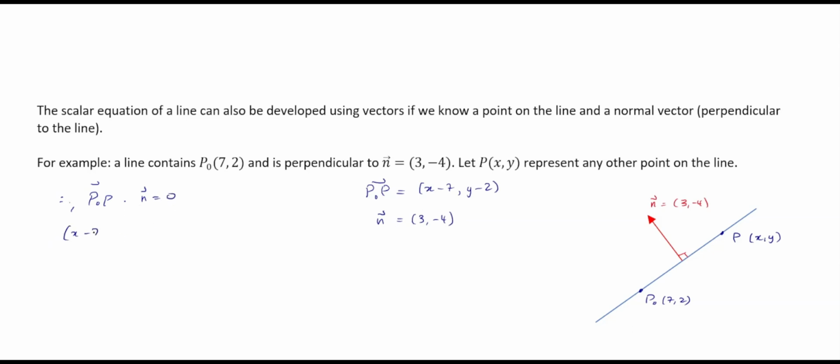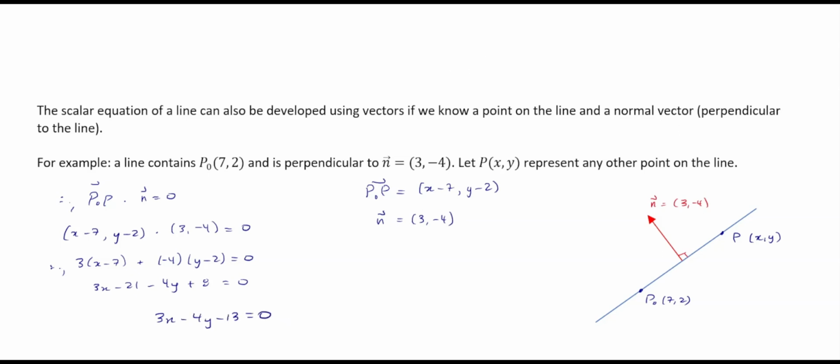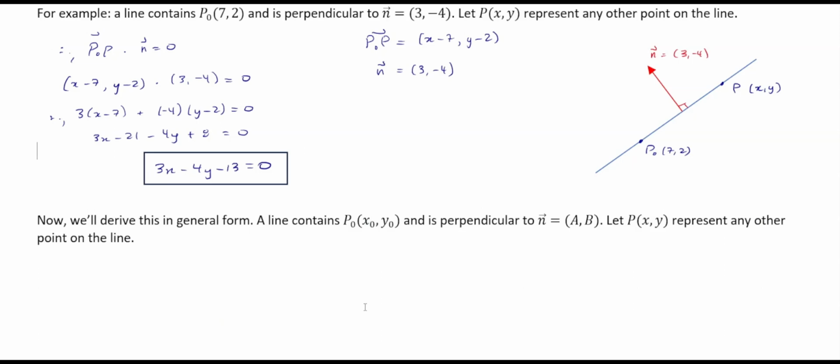So (x minus 7, y minus 2) dot the normal vector, which is (3, -4), is equal to 0. So therefore, 3 times (x minus 7) plus negative 4 times (y minus 2) is equal to 0. I'm going to expand that out. 3x minus 21 minus 4y plus 8 is equal to 0. And then cleaning this up, I get 3x minus 4y minus 13 is equal to 0. And that is the scalar equation of the line. Okay, putting a box around it, and we move on.